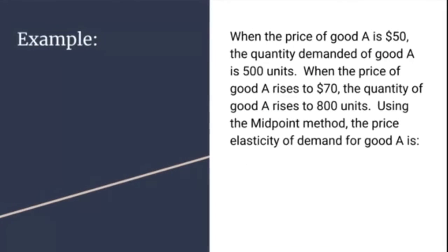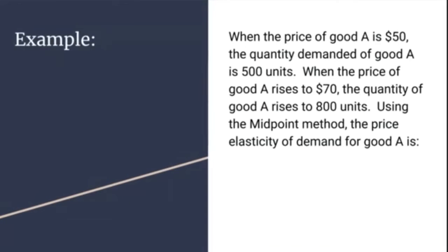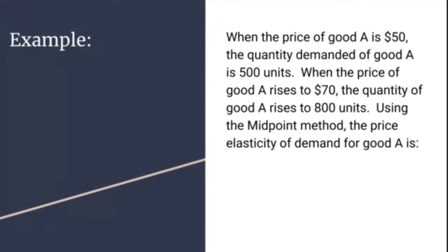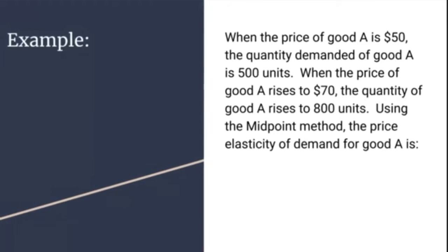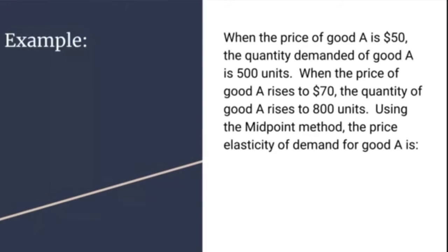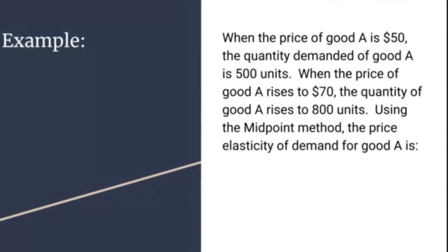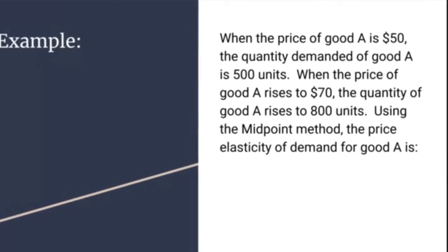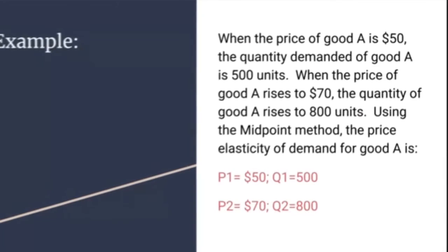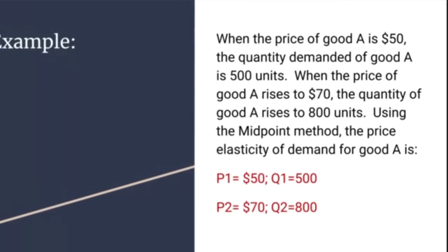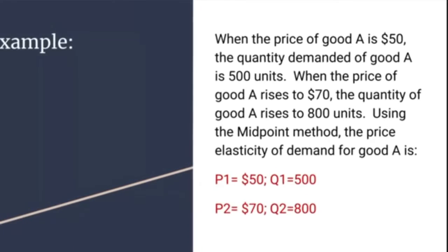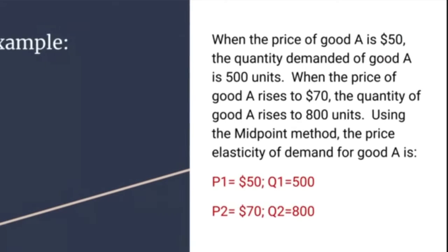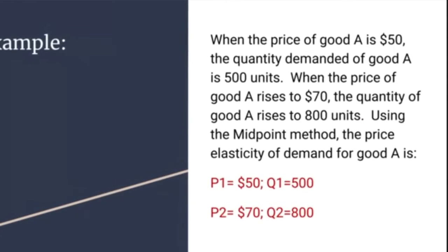Here is an example. When the price of good A is $50, the quantity demanded of good A is 500 units. When the price of good A rises to $70, the quantity demanded of good A is 800 units. Using the midpoint method, what is the price elasticity of demand for good A? Let's figure out the price and quantity. In this case, P1 equals 50, Q1 equals 500, and P2 equals 70, Q2 equals 800.